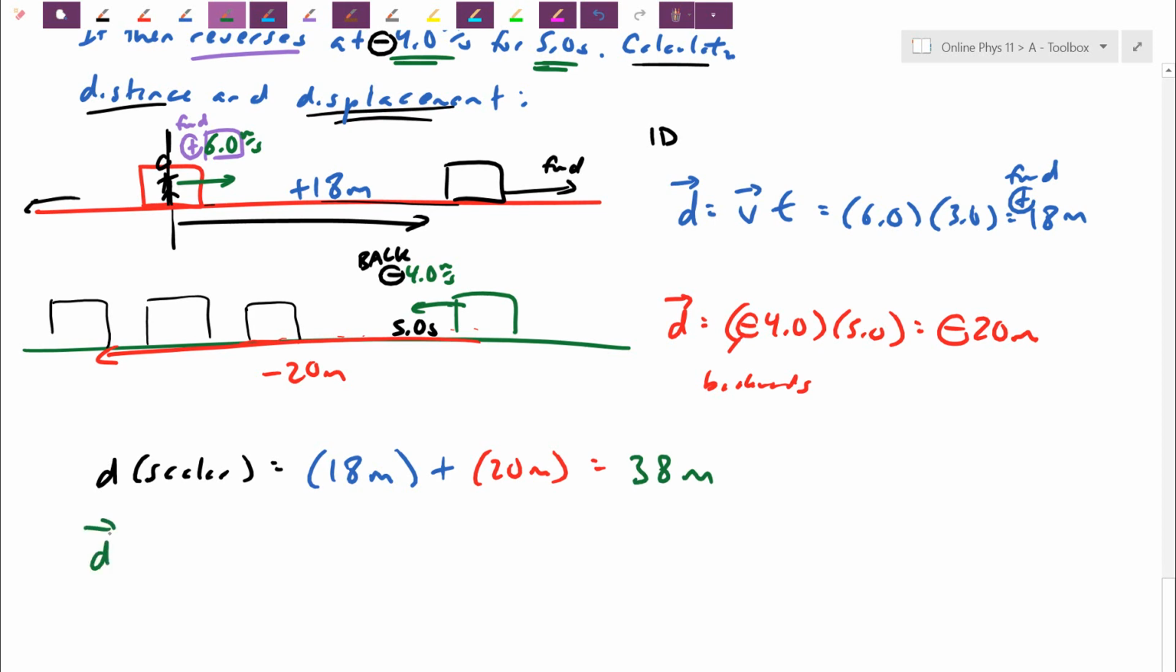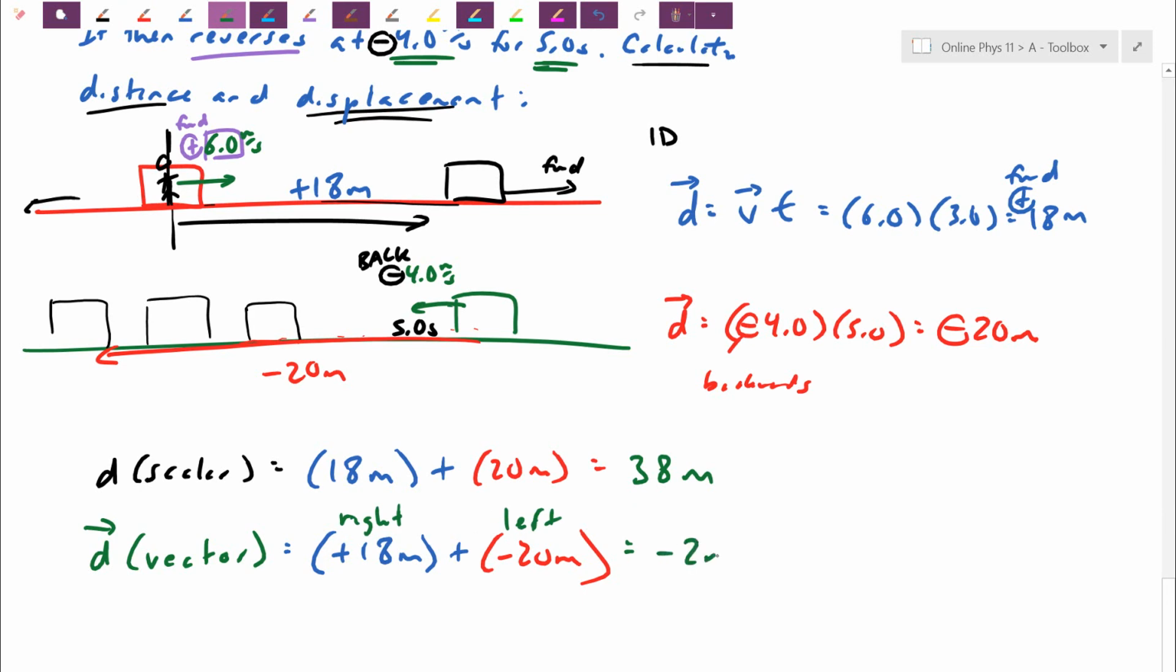Displacement, however, is the vector form. And because displacement is a vector, it has direction to it. Displacement says, I go 18 forwards. The 20 was going the opposite way, and to show that it was opposite, it uses the negative symbol. Again, the right is positive and the negative means to the left. So overall, your total displacement is just negative 2.